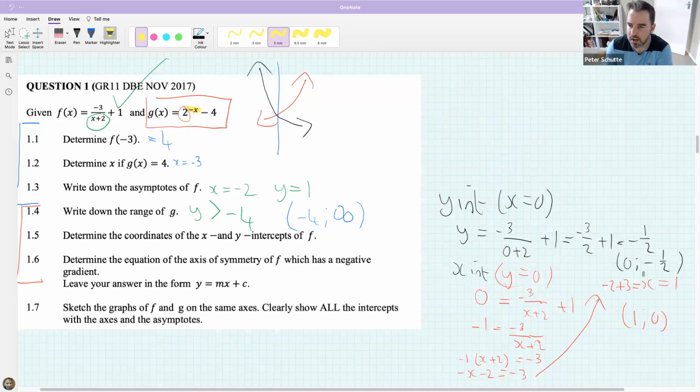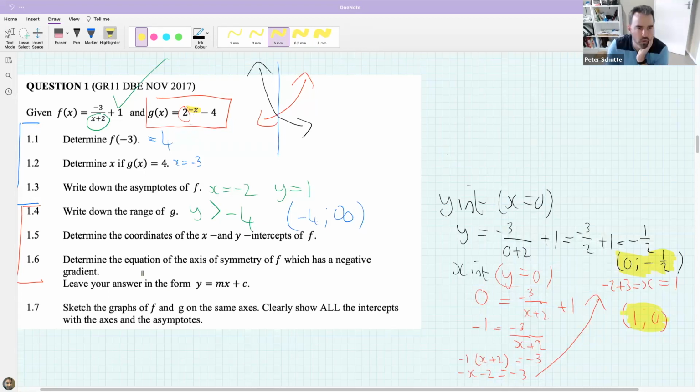Okay, so my y-intercept is (0, -1/2), and my x-intercept is (1, 0). So it's just 1.6 we're trying to do now.